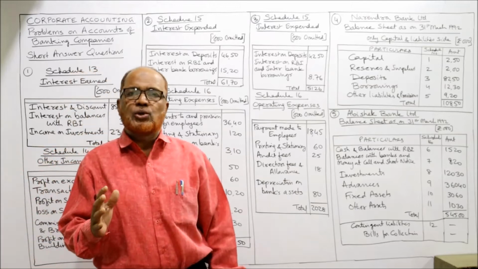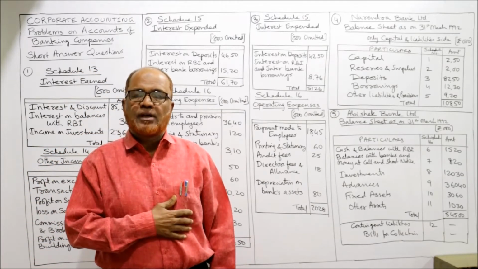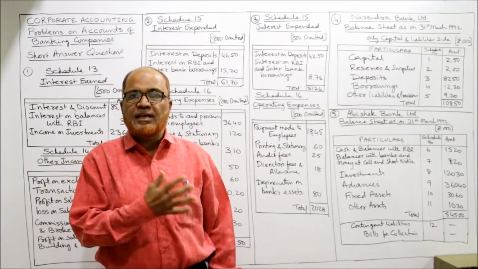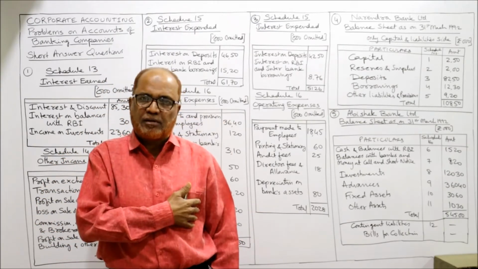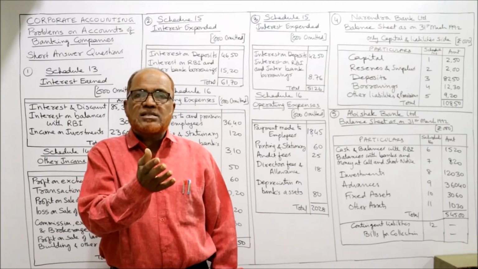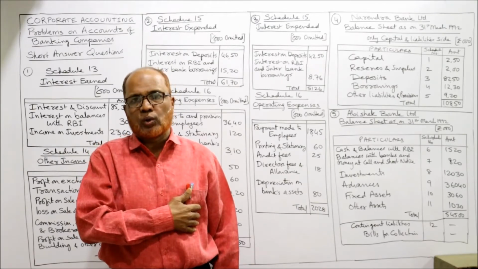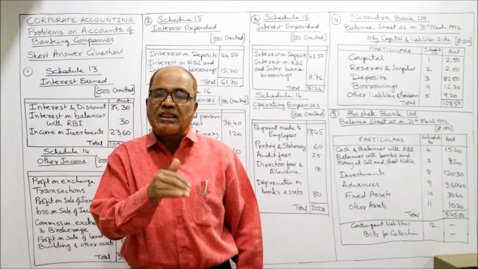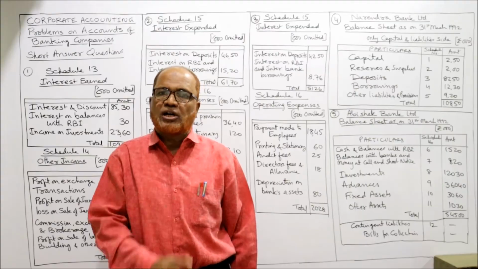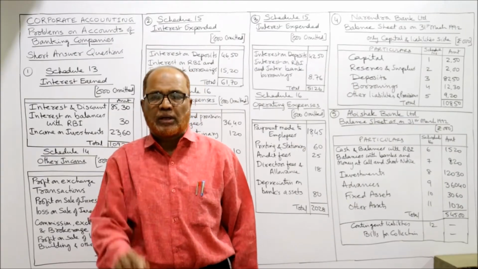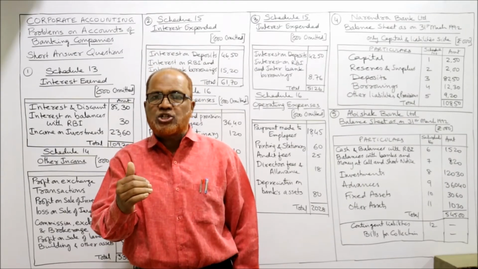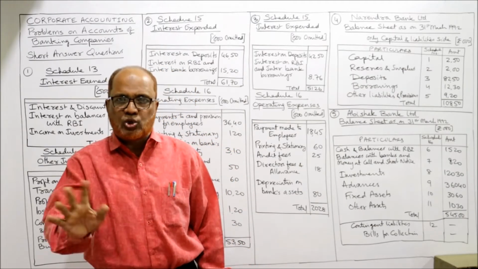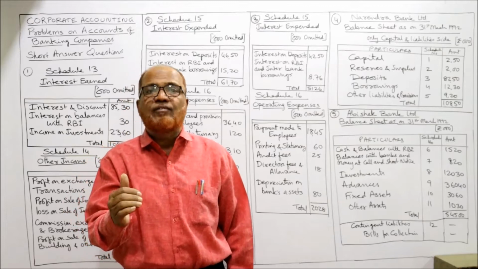Asset side will have the schedules from 6 to 12. Sixth schedule, cash and balances with RBI. Cash in hand and balances with RBI. Seventh schedule, balances with other banks and money at call and short notice. Eighth schedule, investments. Ninth schedule, advances. 10th schedule, fixed assets. 11th schedule, other assets. That's all, total. After total, below the balance sheet, foot of the balance sheet, contingent liabilities 12, bills for collection, no schedule. This information comes below the total.